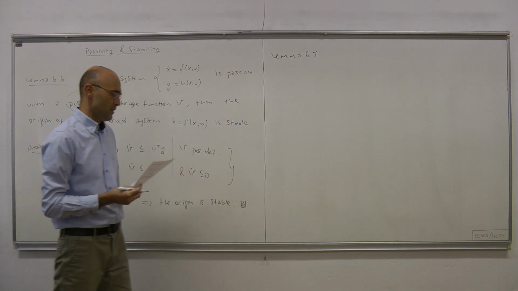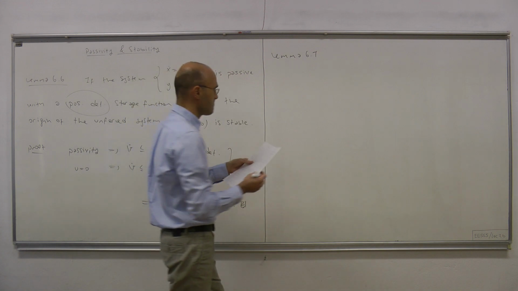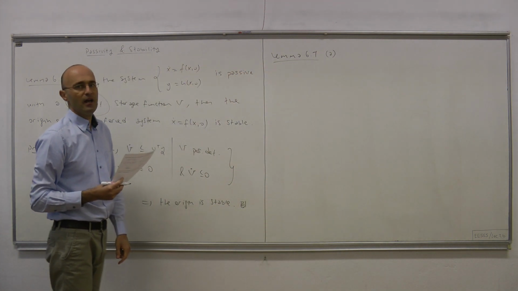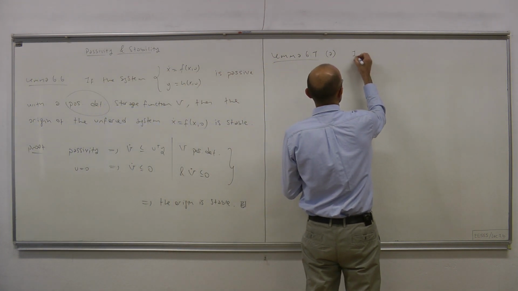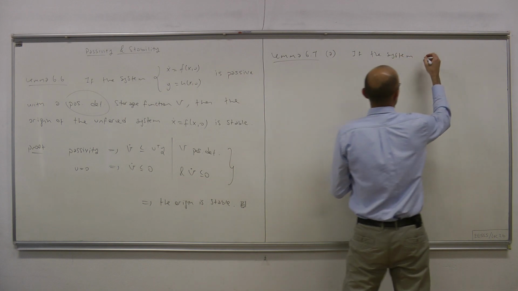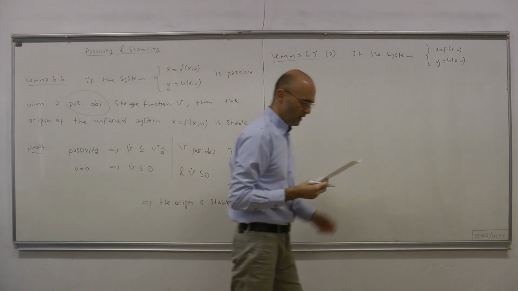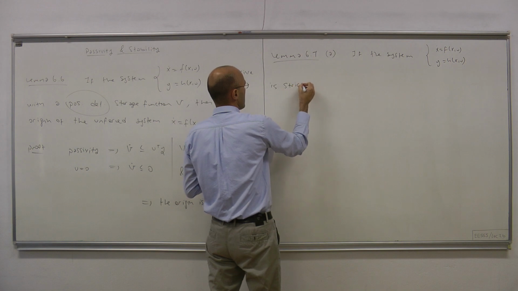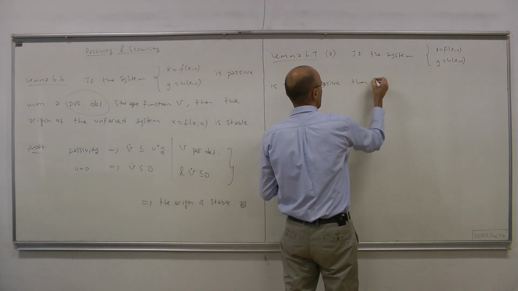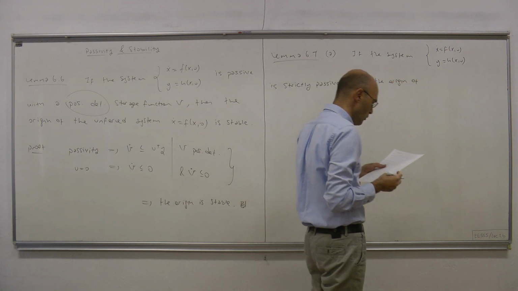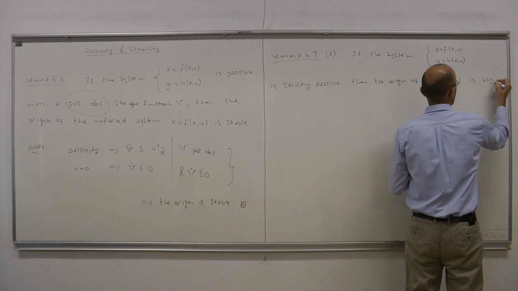Now, the next result, lemma 6.7 from the text, is about the asymptotic stability of the origin of the unforced system under strict passivity. This is lemma 6.7a, and in lemma 6.7b, we'll be talking about the output strict passivity case. If the system x dot equals f(x,u), y equals h(x,u) is strictly passive, then the origin of x dot equals f(x,0) is asymptotically stable.